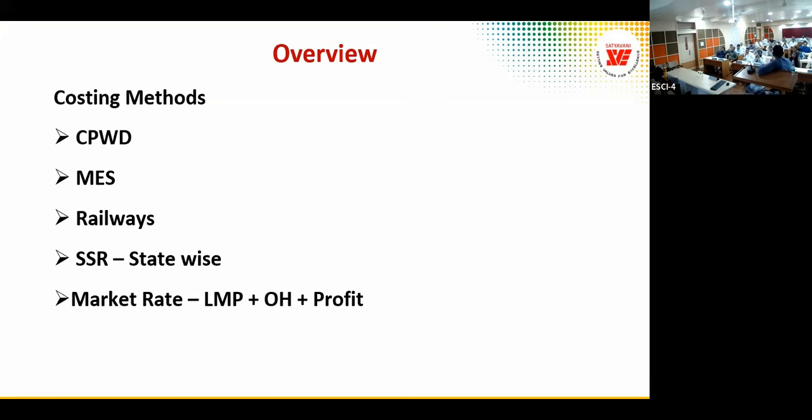And the market rate analysis we call LMP, that is labor, material, and plant. These are the three components we do. That is the bare cost, and then we have overheads and profit. Overheads have to be analyzed properly when we do the market rate analysis.